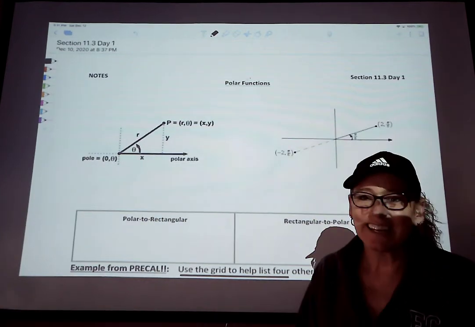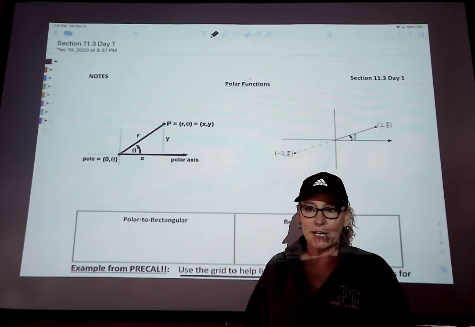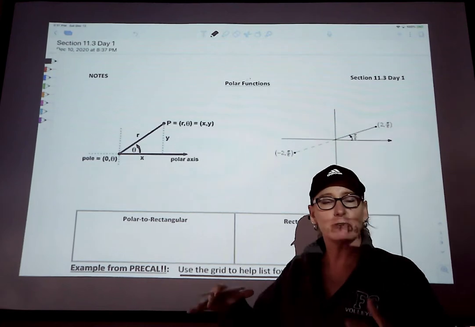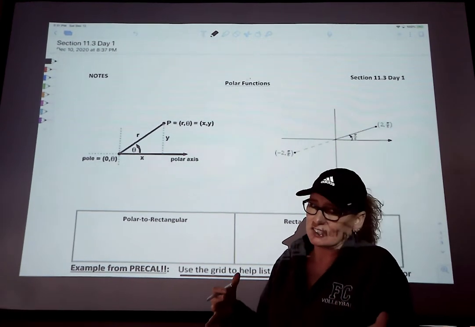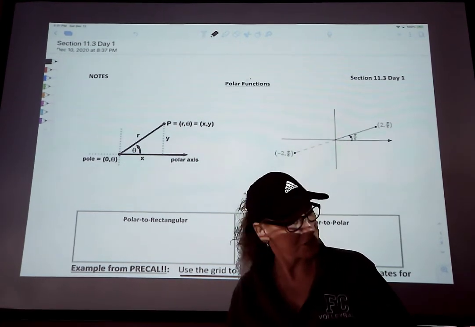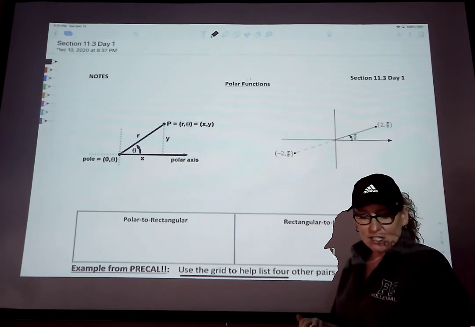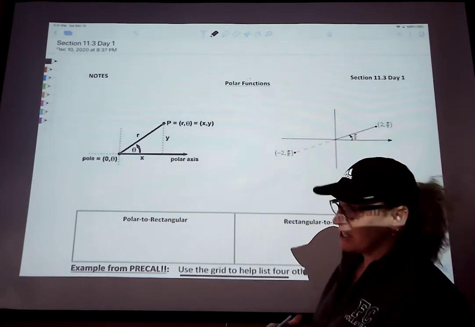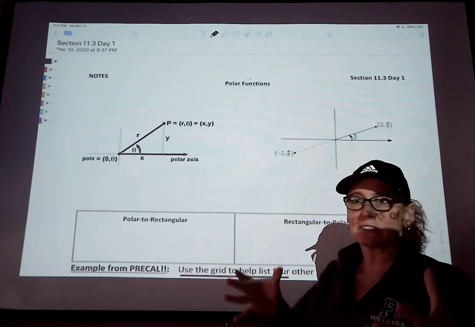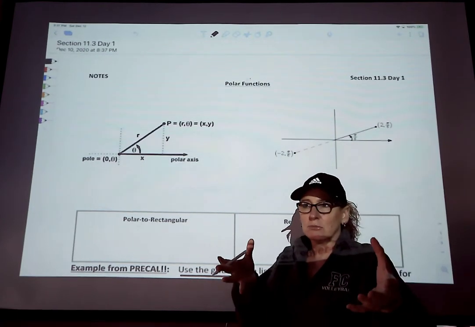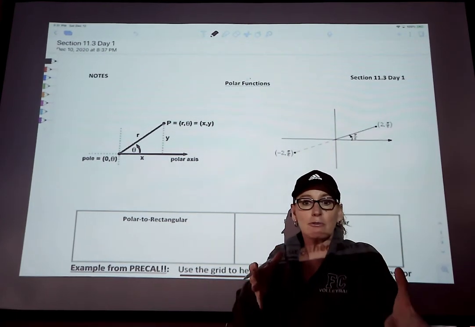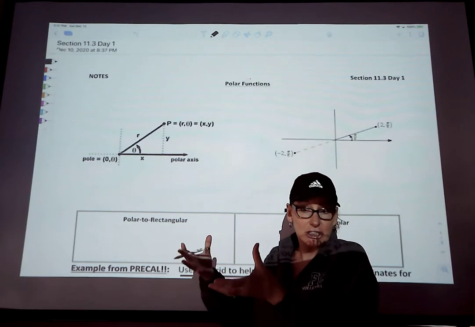Hey guys, these are your notes for 11-3 day 1. So just a brief overview. Really, it's just a refresher from pre-cal. These are pretty much the notes that you copied in pre-cal a couple years ago. So, a refresher on polar functions, how to write polar coordinates, and how to toggle between polar form and rectangular Cartesian form.